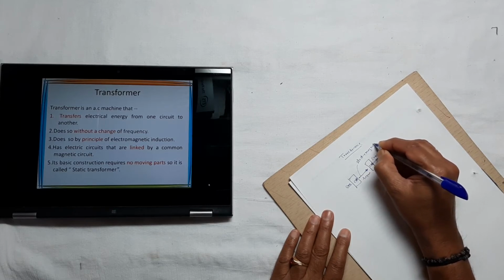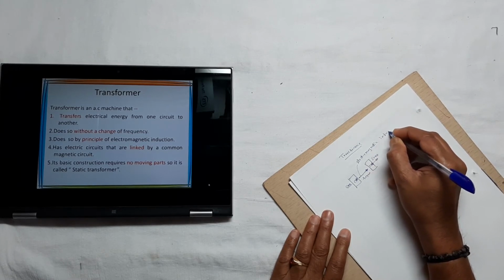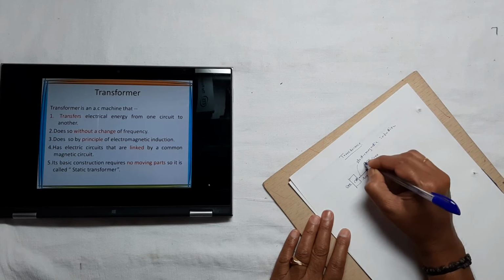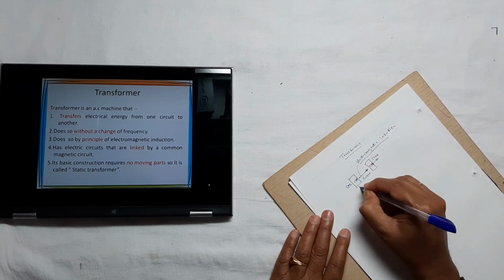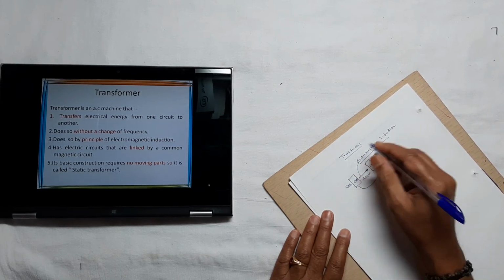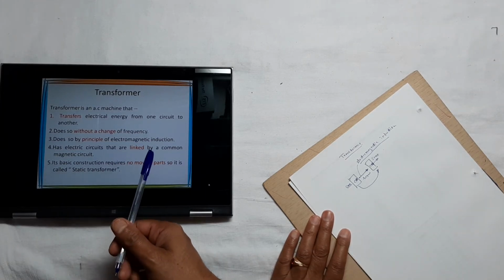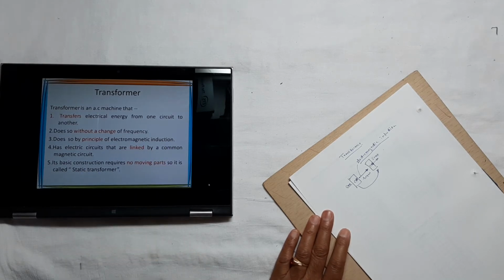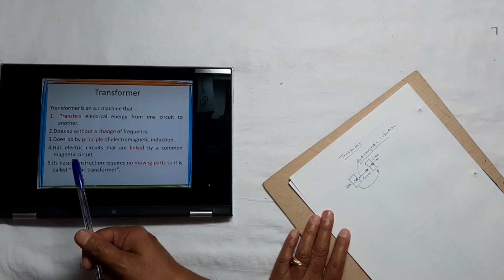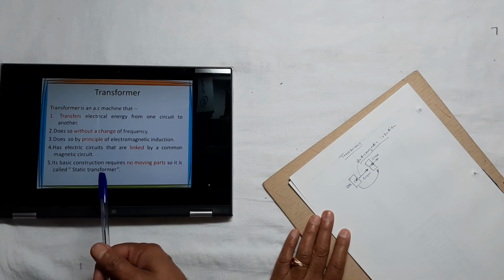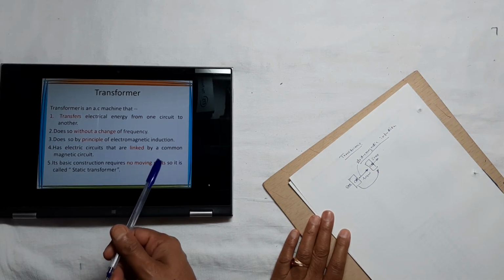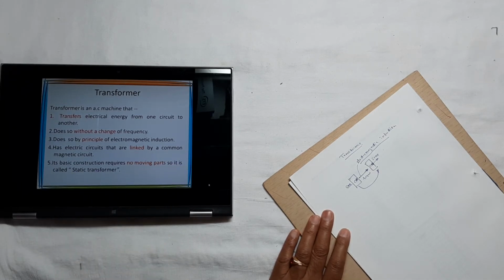Electromagnetic induction means the transferring of the electrical energy from one circuit to another circuit is because of electromagnetic induction. It has electrical circuits that are linked by a common magnetic circuit. I'll tell you what you mean by this. Its basic construction requires no moving parts, so it is called a static transformer.